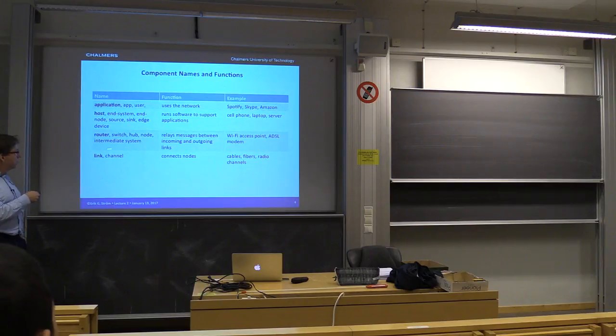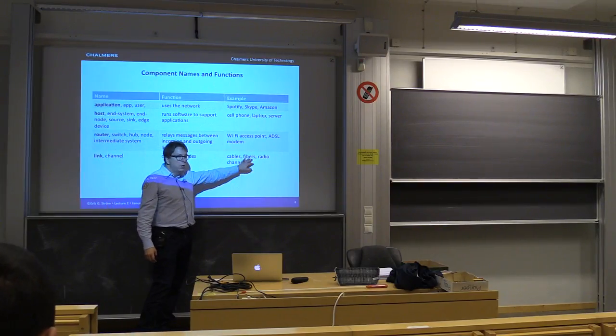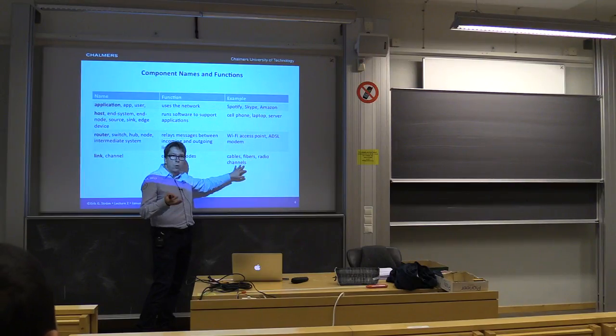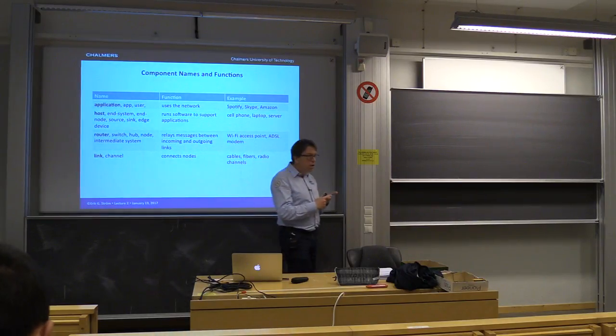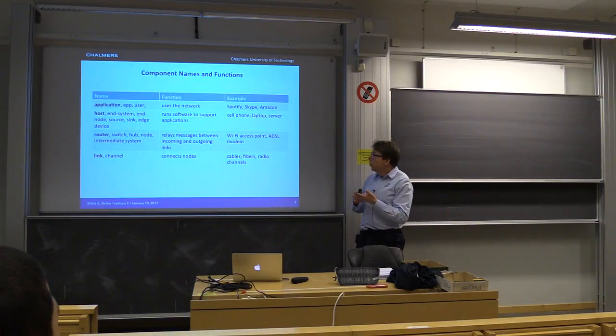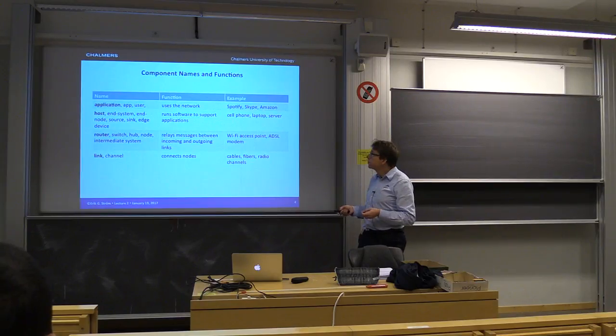And then we have links or channels, and these are the things which connect nodes. These could be physical things like cables, fiber optic cables or something like that, or they could be more abstract, like a radio channel, which is a piece of radio spectrum. We'll talk more about this later on. Okay, so we have applications, hosts, routers, and links. Together this builds a network and its functions.